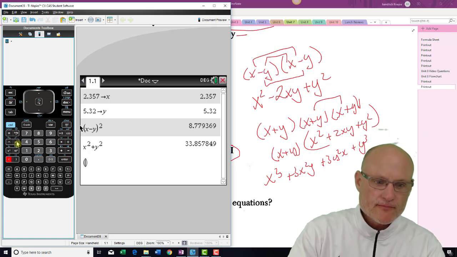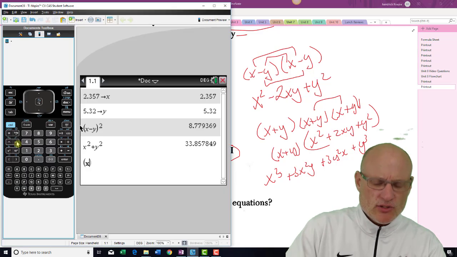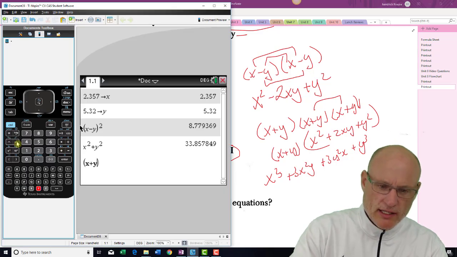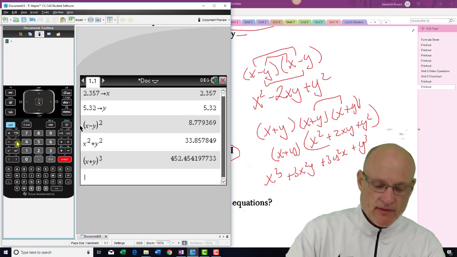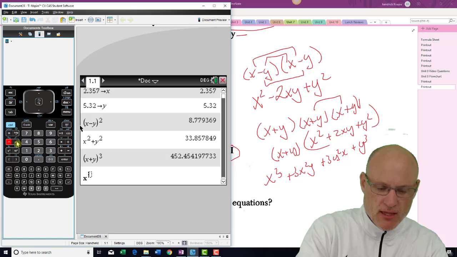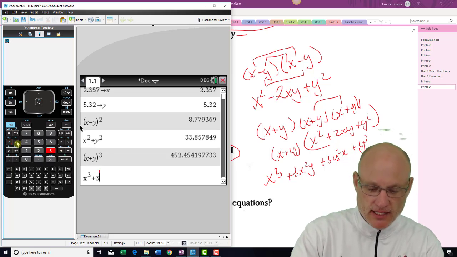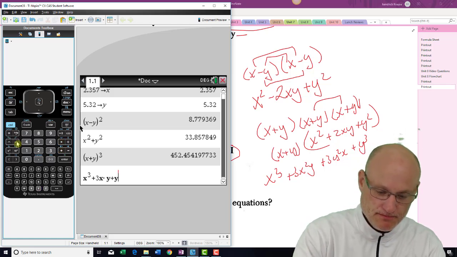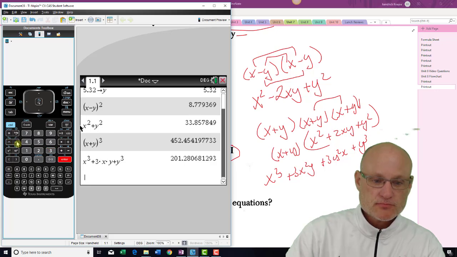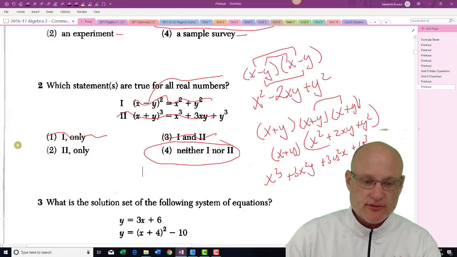Then the other side: x plus y in parentheses, cubed. That's a big number. And then it's going to be x cubed plus 3x times y. If you just put 3xy in, it's going to crash on you. Plus y cubed. Again, you don't get it. So there it is. They're not the same. There's the answer.